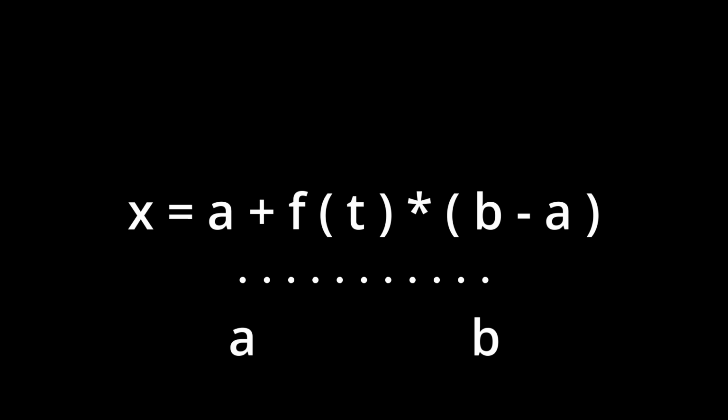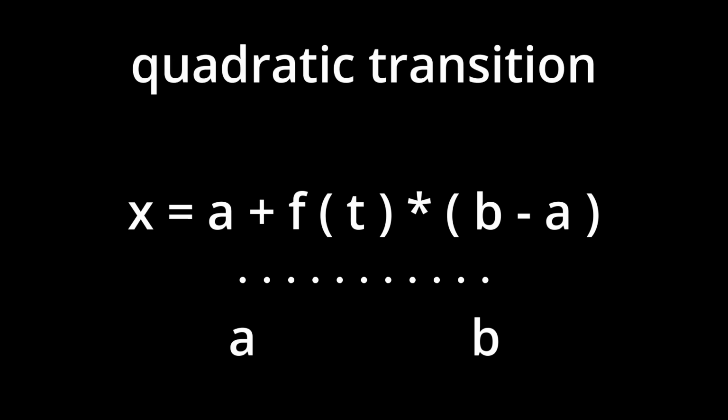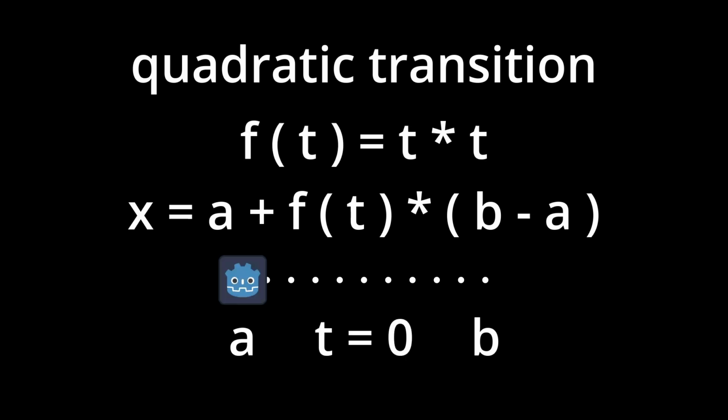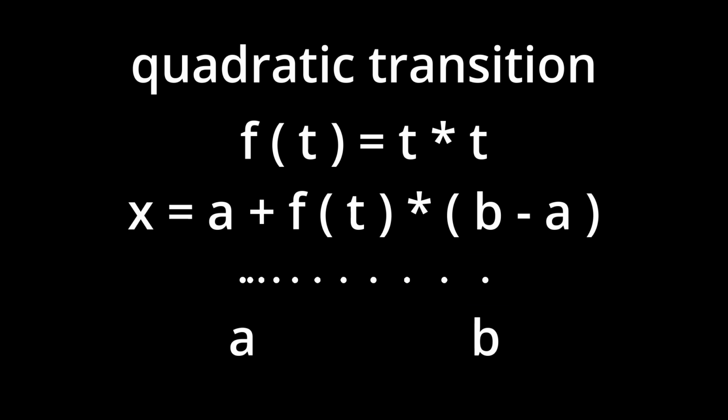Let's take a look at the simplest example, the quadratic transition, where we simply multiply t by itself. Since 0 times 0 is 0 and 1 times 1 is 1, the known data points are still the same. But all of the data points in between will shift slightly, being closer together at the start and further apart at the end.